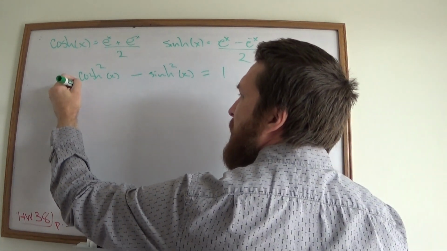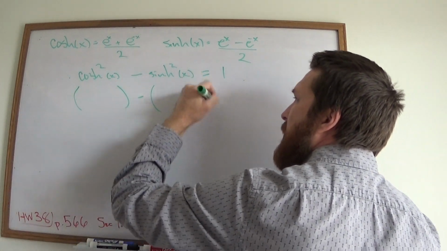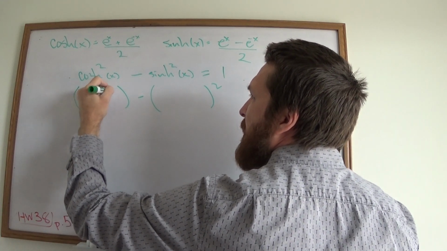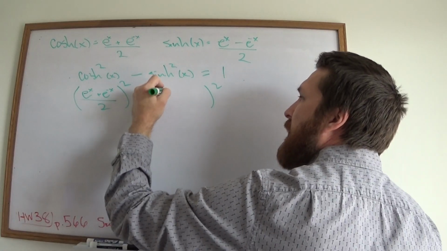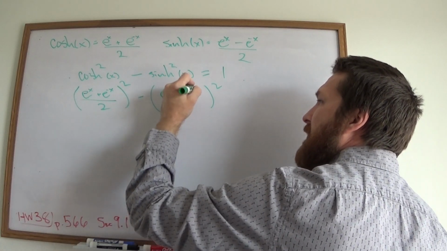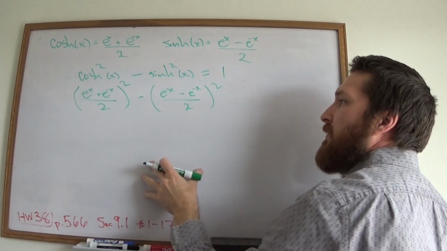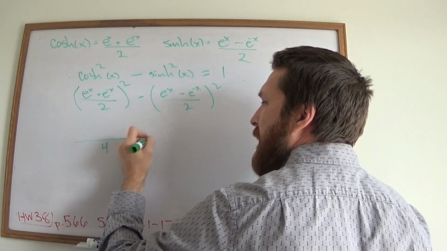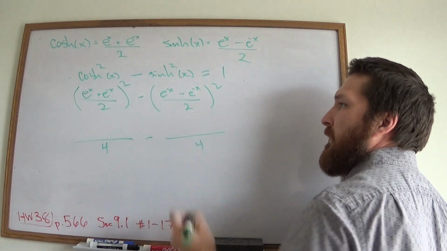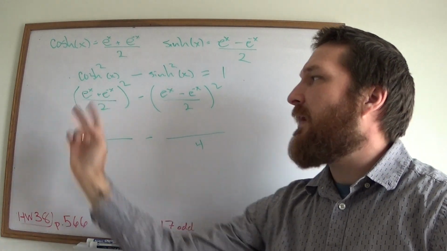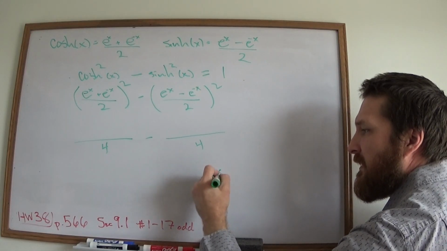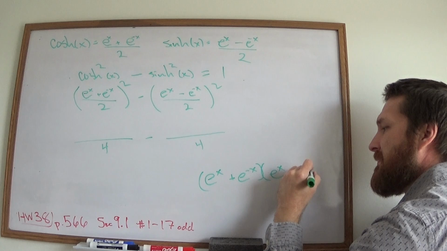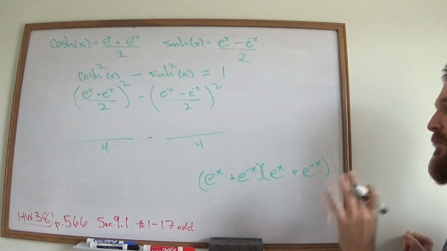So just by definition, we have cosh squared minus sinh squared. So that's (e to the x plus e to the minus x over 2) squared minus (e to the x minus e to the minus x all over 2) squared. When I square this, I get a 4 in the denominator, minus ditto over here, 4 in the denominator. Now we need to square that out. e to the x plus e to the negative x times e to the x plus e to the negative x. First, outer, inner, last.